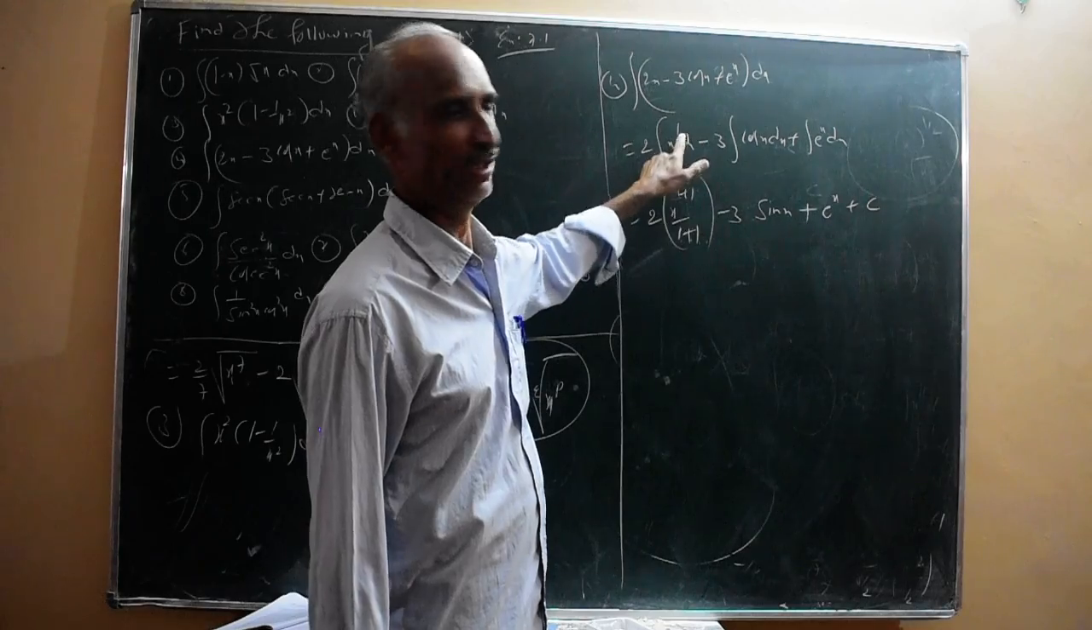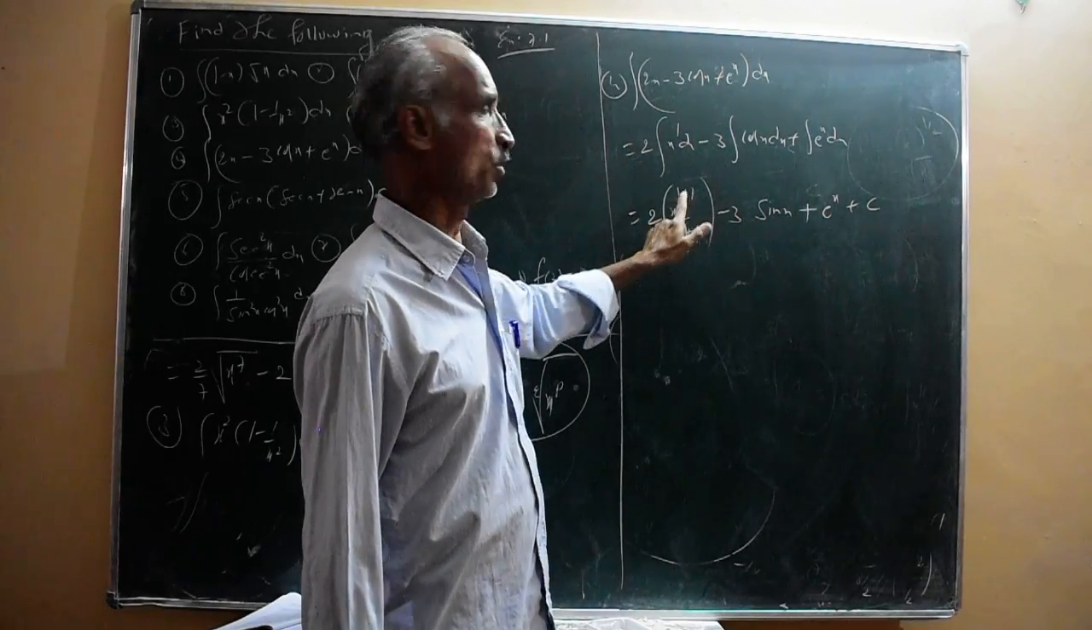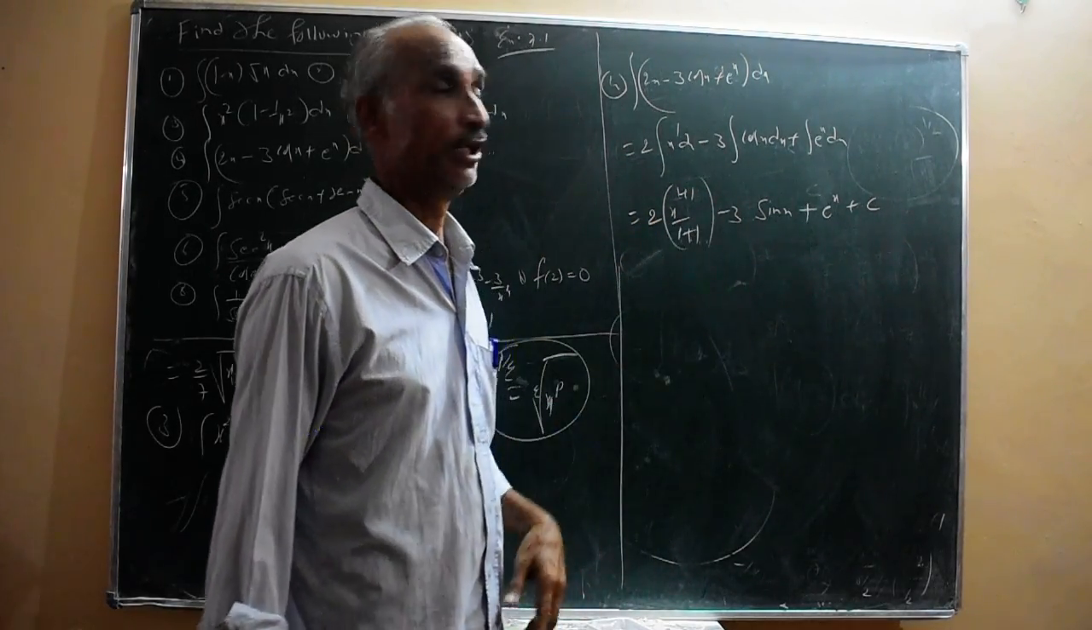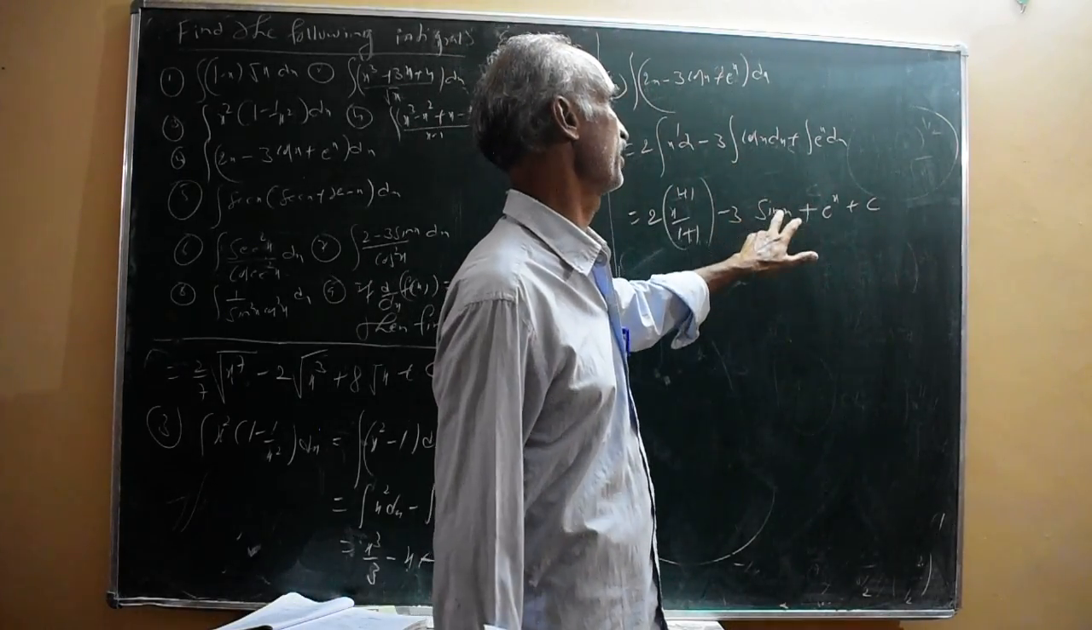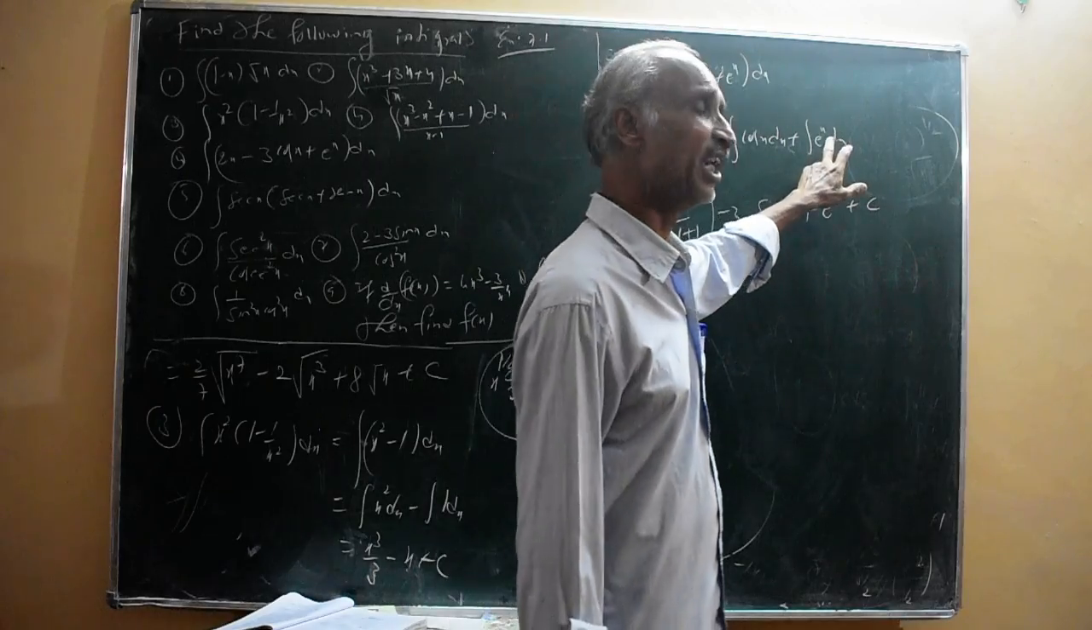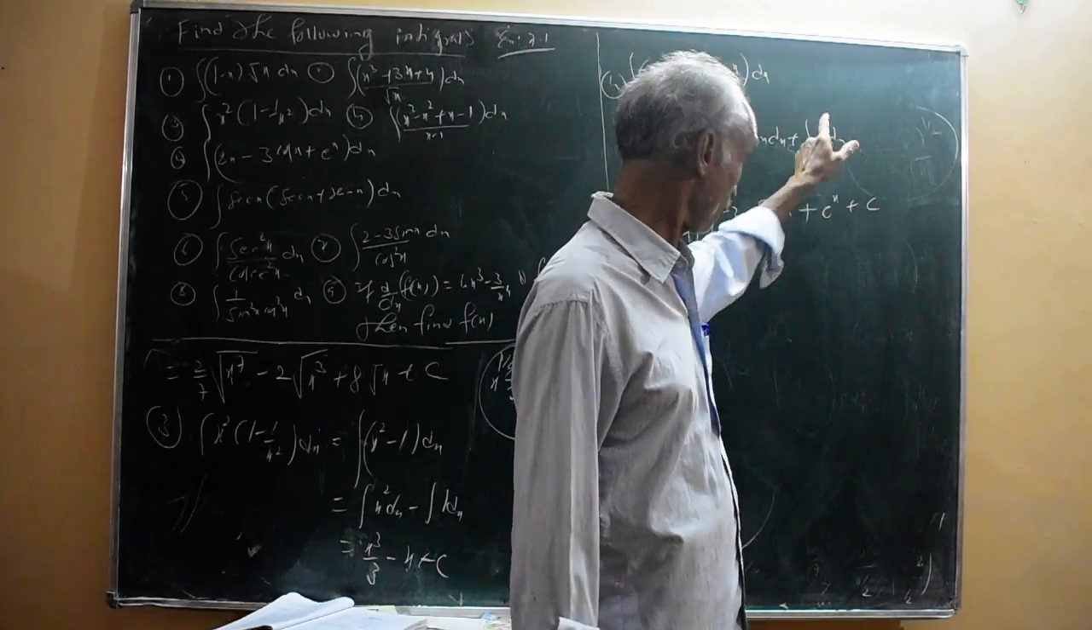What is the idea here? Here the power is 1, therefore n plus 1 is 1 plus 1 upon n plus 1. Integration of cos x is simply sin x. Therefore, integration of cos x dx is sin x. Integration of e raised to x: the formula says it is equal to e raised to x.